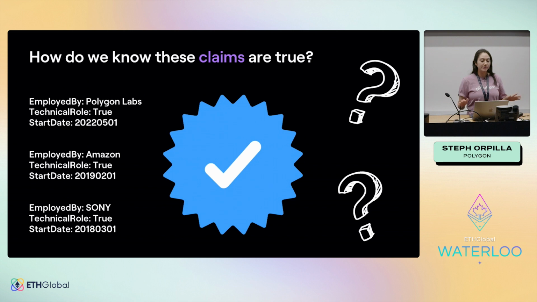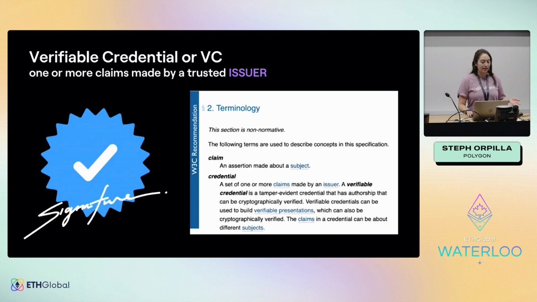But all of these are just claims. And how do we know any of these claims are true? So I could say anything. I could say I went to the moon. I could say that I work for NASA. But how do we know if any of that's true?